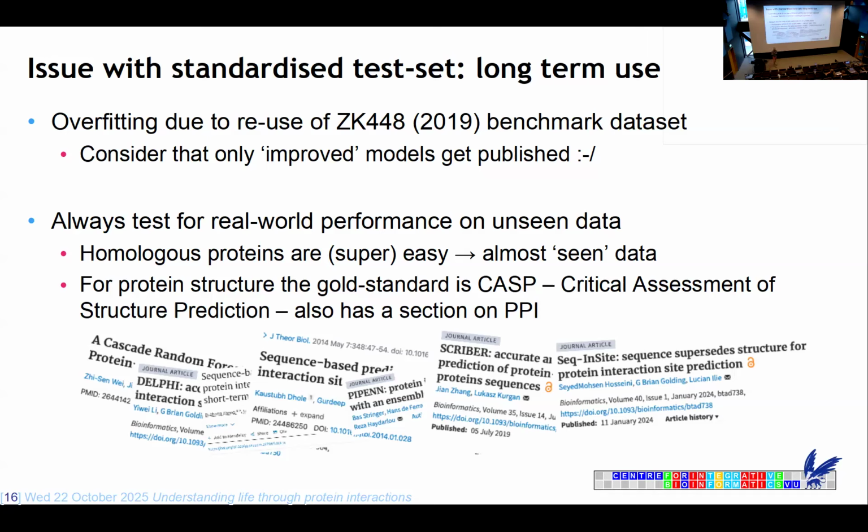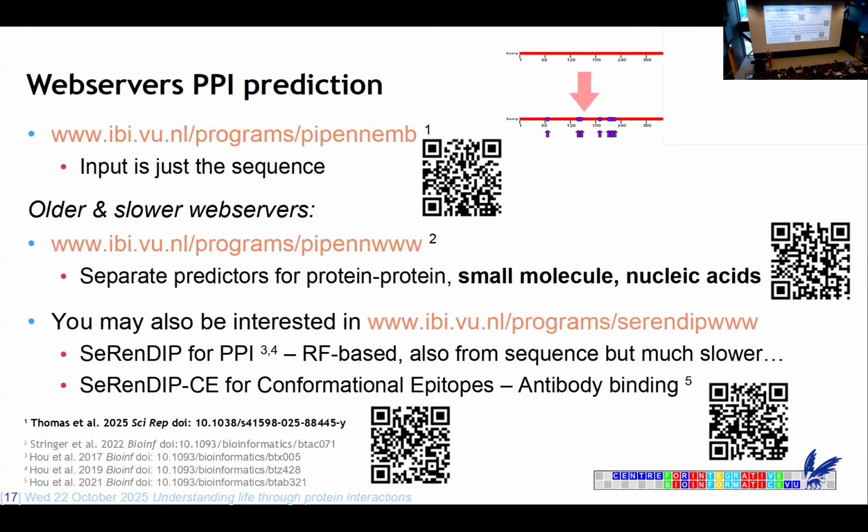So bottom line of that is, if you publish something like this, always, always, always include a test set that nobody, including yourself, has ever used before. So you can use a test set only once. Then you have to find new data. Okay, so we have a web server.